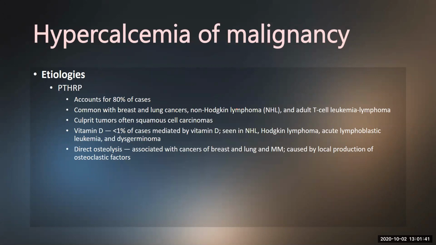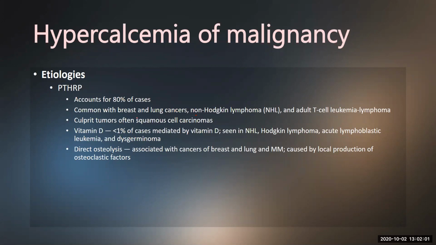And we're thinking of cancers. I've talked about this: Hodgkin's and non-Hodgkin's lymphoma, your T cell, your breast and lung cancers, those things that inhibit or act on osteoclasts to promote their function. Remember that vitamin D, less than 1% of these cases are even going to be related to vitamin D, but you can see some elevations in your granulomatous conditions.